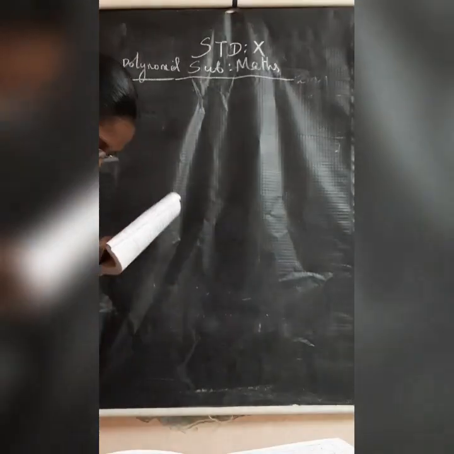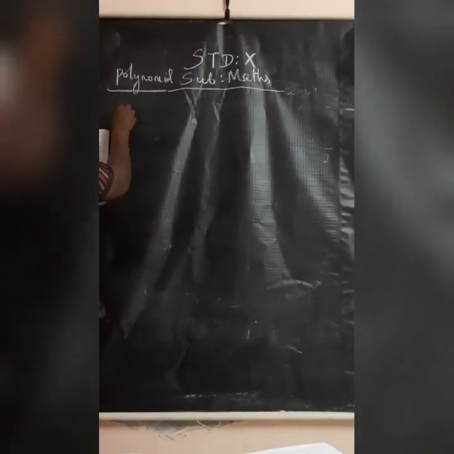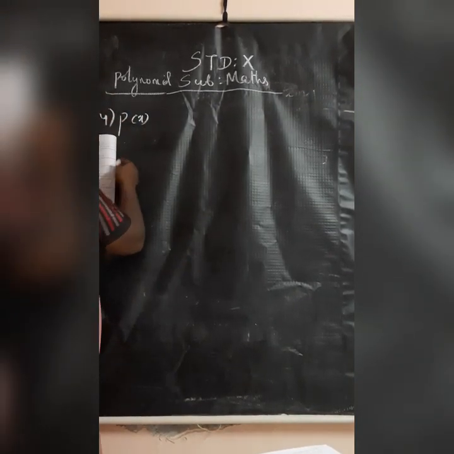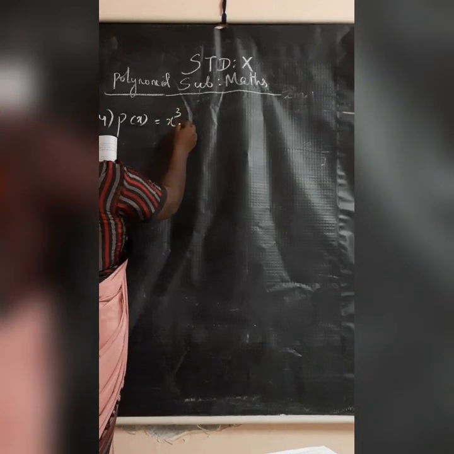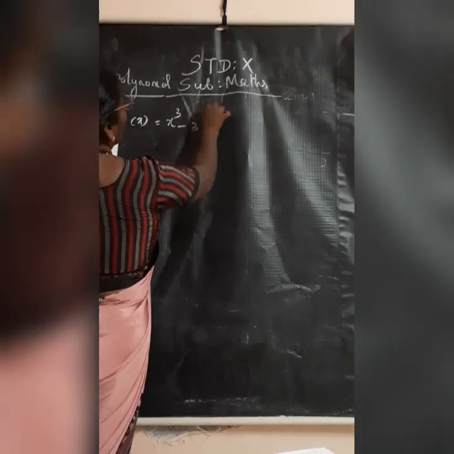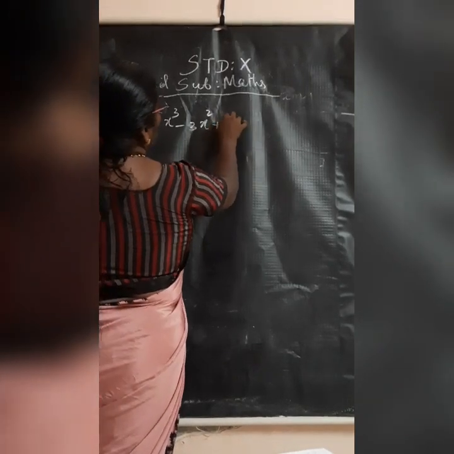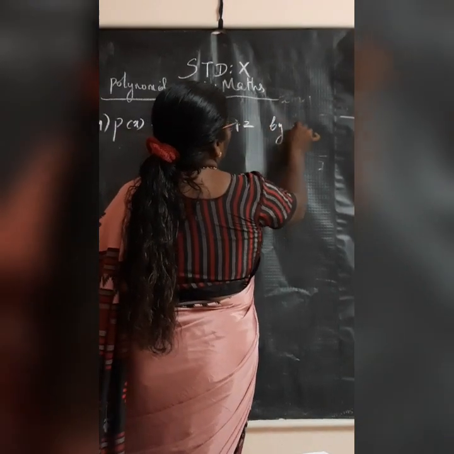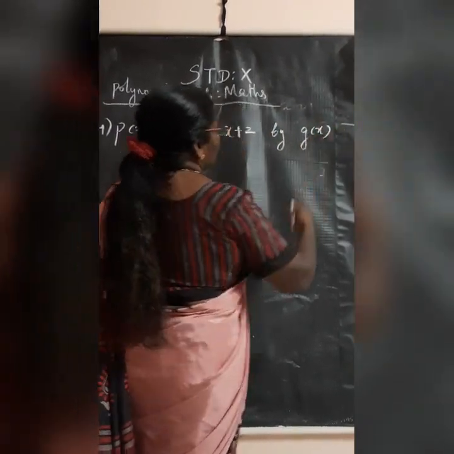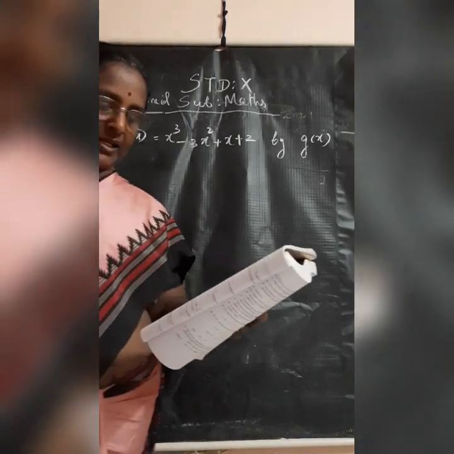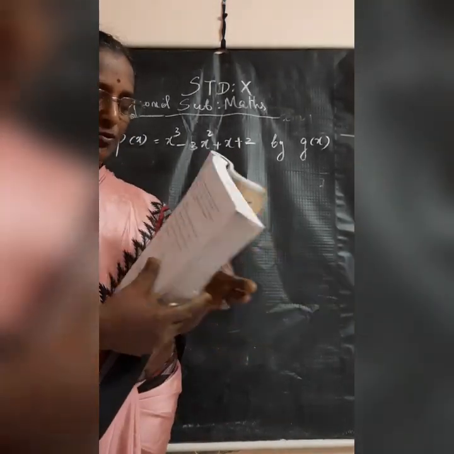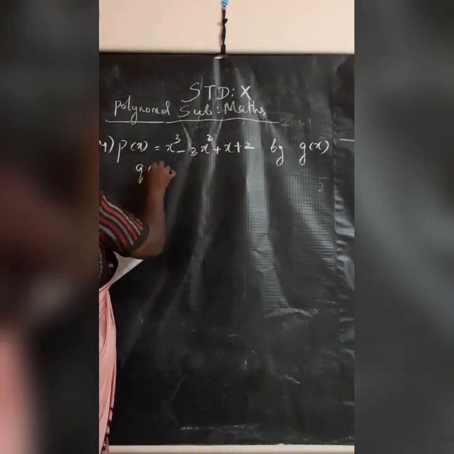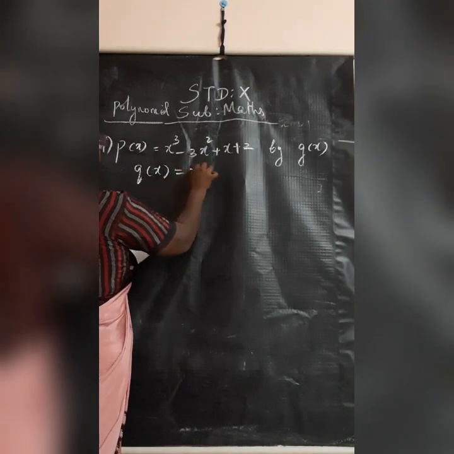So I will write on the board. P of x is given as x cube minus 3x square plus x plus 2. This polynomial p of x is dividing by g of x. Then what is the quotient? The quotient is x minus 2. Quotient means what we are writing? Q of x. Quotient is x minus 2.